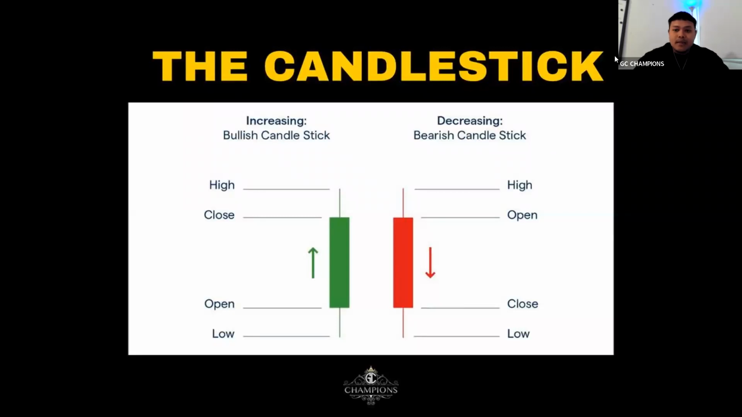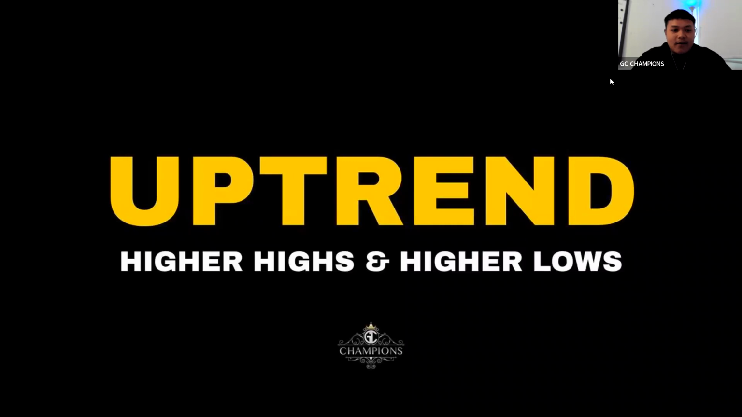Okay. So that's basically the bullish and the bearish candlestick, for you guys to understand when it comes to inputting alerts and looking at the market. Now, uptrends. Any market, whether the Forex market, crypto market, or the stock market, has what are called trends. Trends basically show you where the market is moving. Is it going to be moving up or is it going to be moving down?